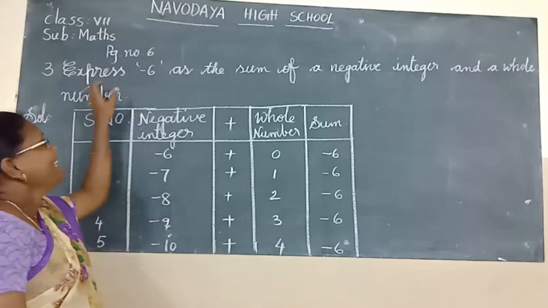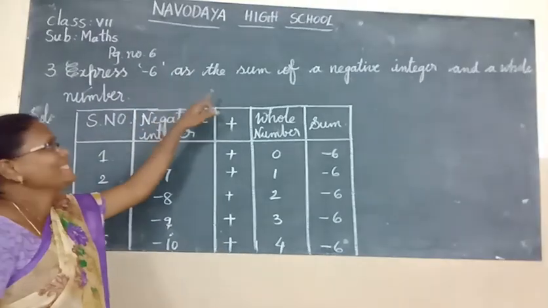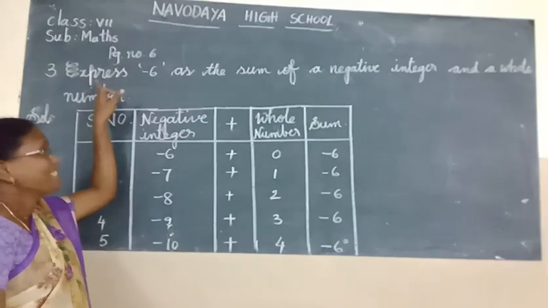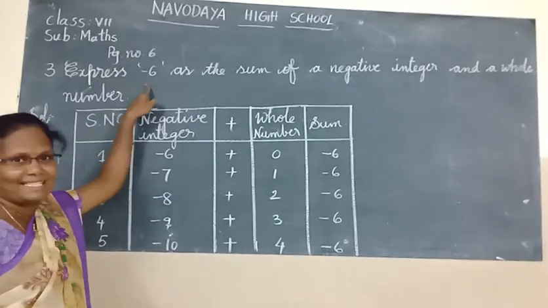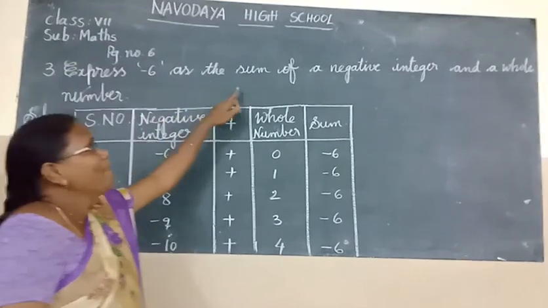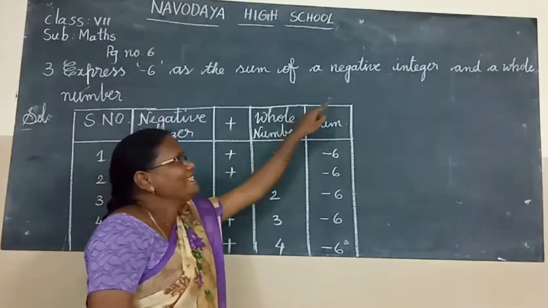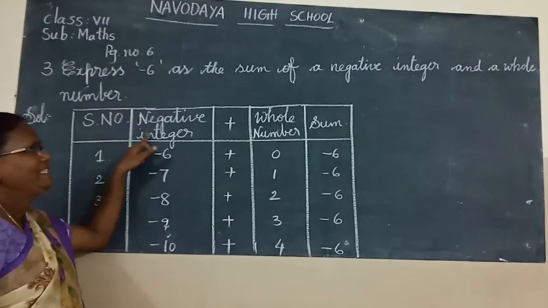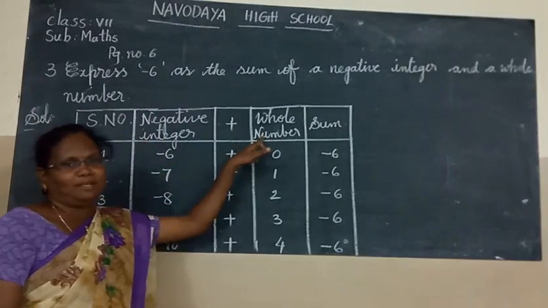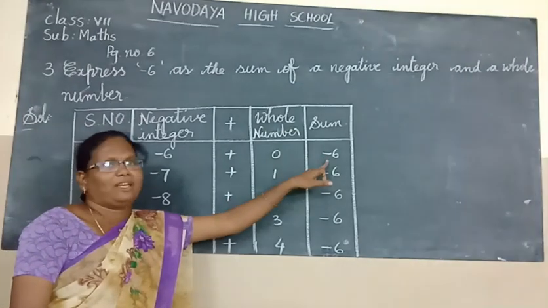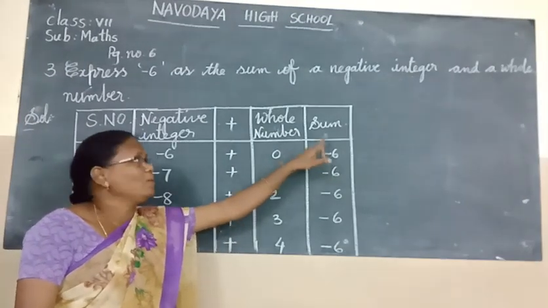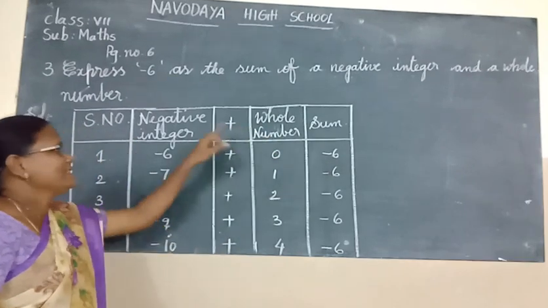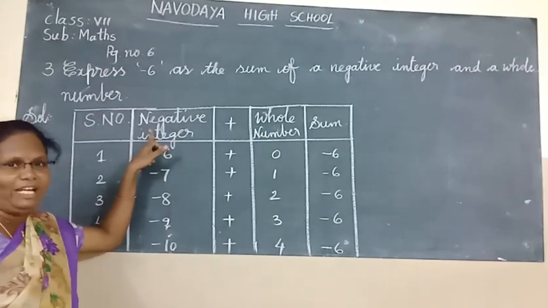Third Roman: express -6 as the sum of a negative integer and a whole number. What is the sum they gave? -6. And a whole number and a negative integer. This is a whole number, this is a negative integer.